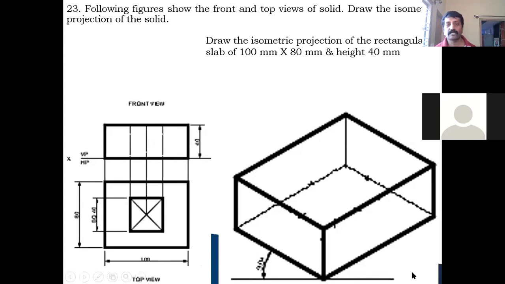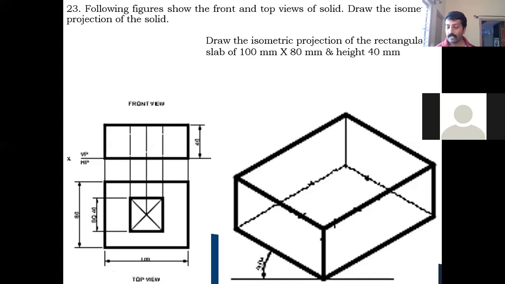You cut it on the right side of the 30-degree line. This is 80, converted with the isometric scale. This is the center. Cut an arc. After getting these two points, from this point you draw a 30-degree line in this direction, and from this point you draw a 30-degree line in this direction. Wherever they intersect, you get this point. This is the base of your rectangular slab.